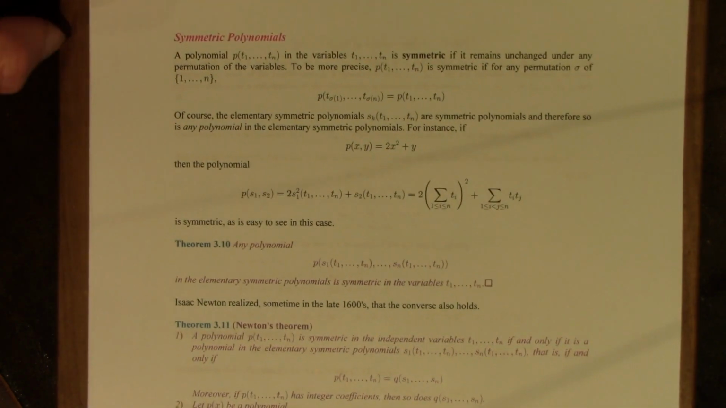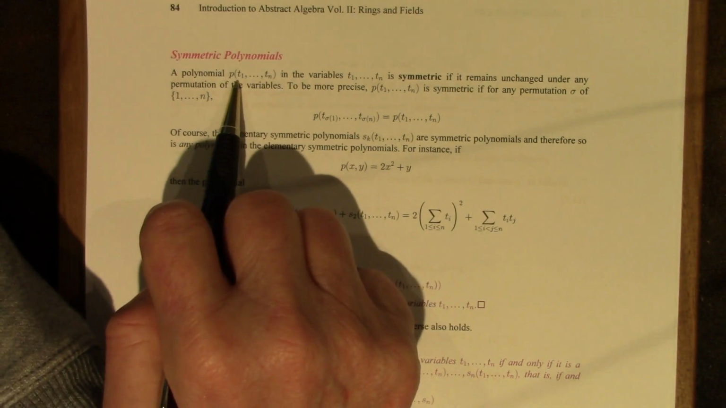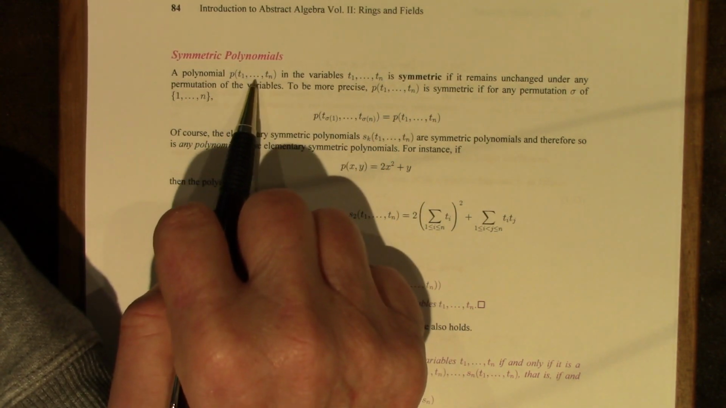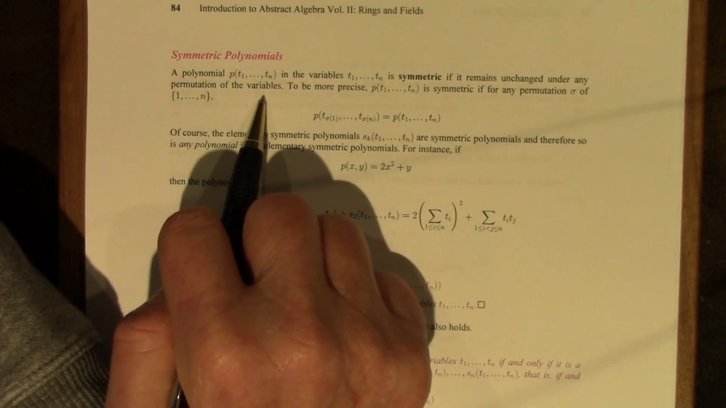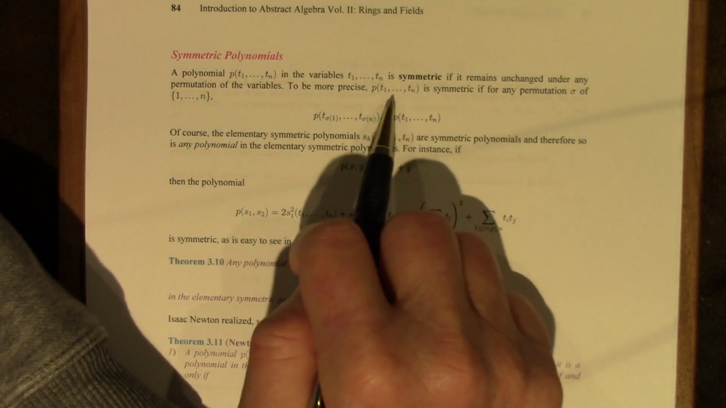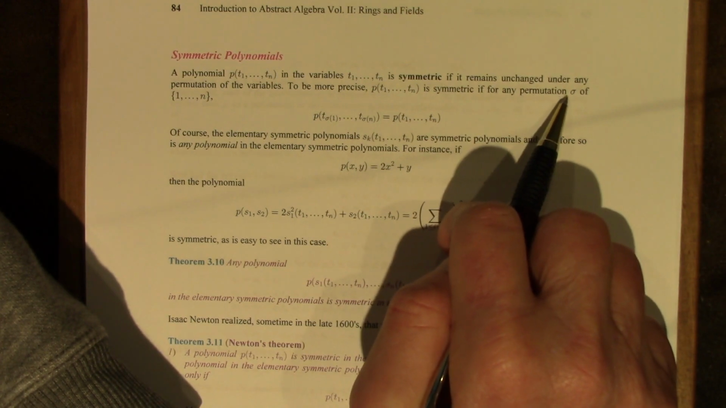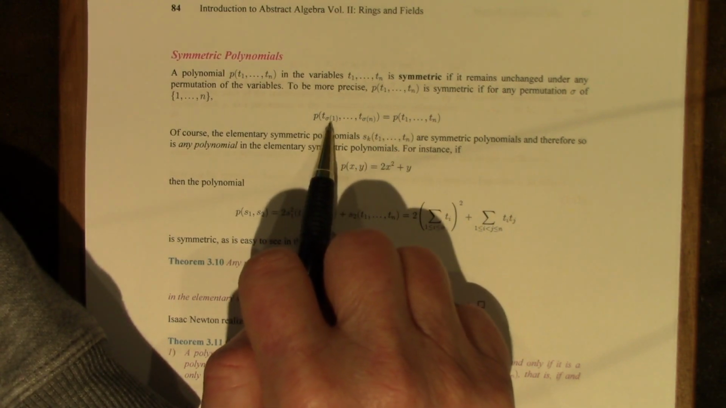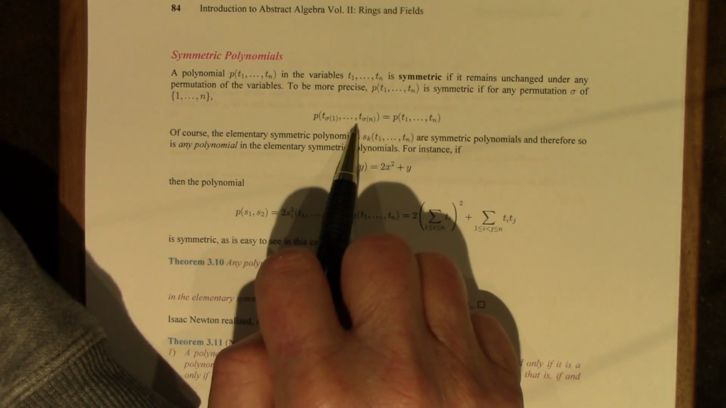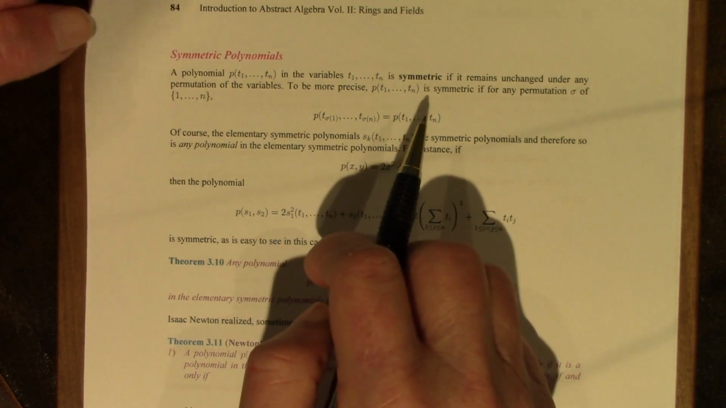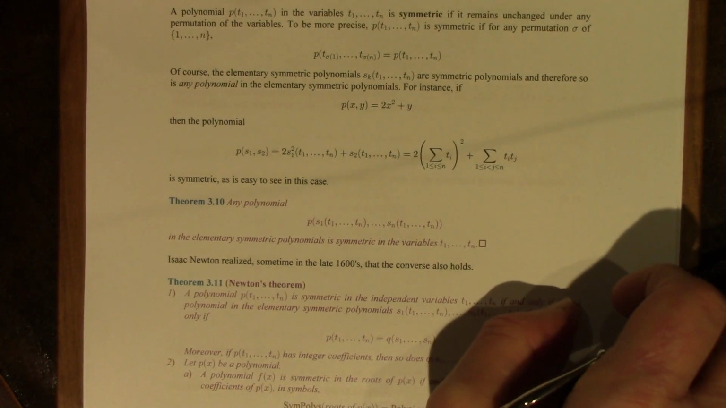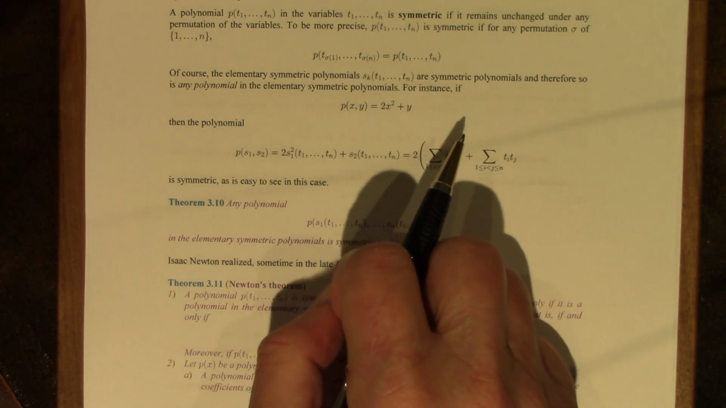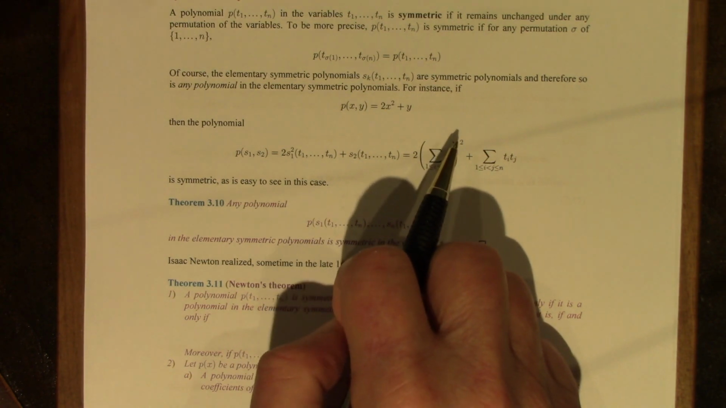Now let's discuss symmetric polynomials in general. A polynomial in variables t1 through tn is symmetric if it remains unchanged under any permutation of the variables. To be more precise, this is symmetric if for any permutation sigma of the indices 1 through n, this polynomial is equal to this one. The only difference here is that I've rearranged the variables. Now, the elementary symmetric polynomials are certainly symmetric polynomials. And that means that any polynomial in the elementary symmetric polynomials is also symmetric.